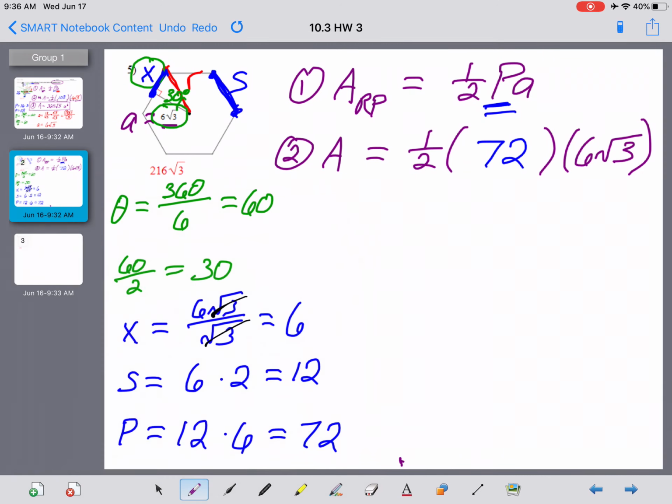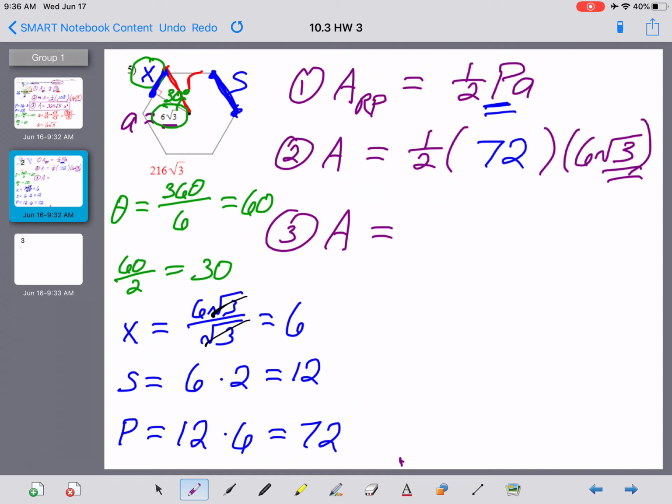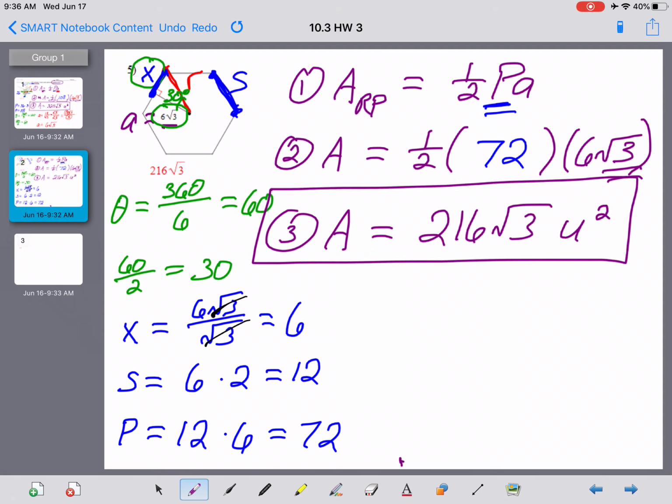All right, that took some work, everybody, but we now know everything we need, so now we're ready to type this into our calculator. And again, we can leave out the root 3 for now and just type in 1/2 times 72 times 6. So 0.5 times 72 times 6 is going to get us 216. So our area is 216, and the root 3 just tags along for the ride. We just put a generic square units on that, and there's our answer for problem number 5.